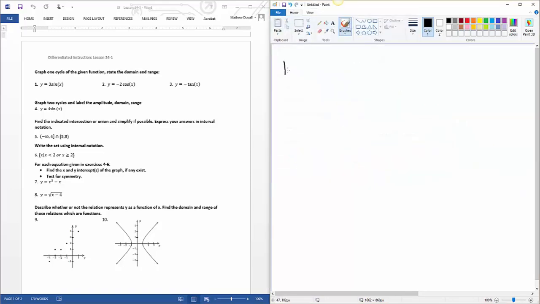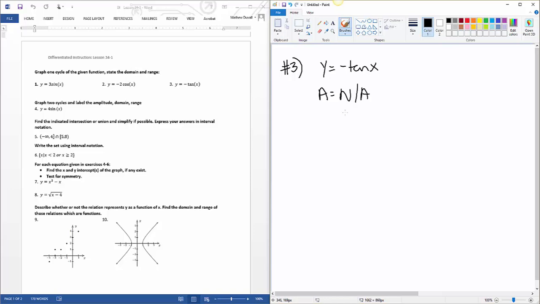For number 3, y equals negative tangent of x. Now, for tangent, remember there's no amplitude. It doesn't exist. Remember that. With tangent, there is no amplitude.